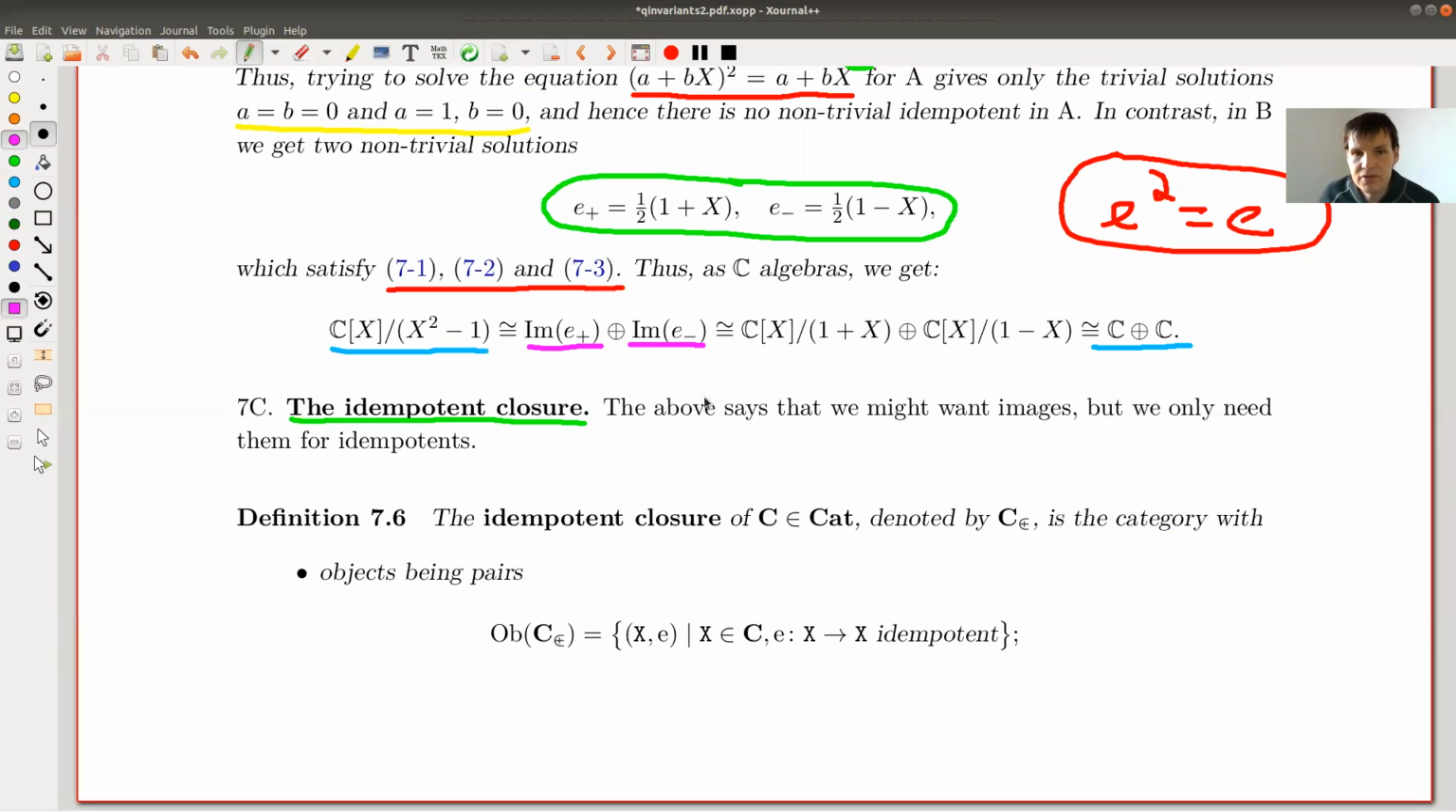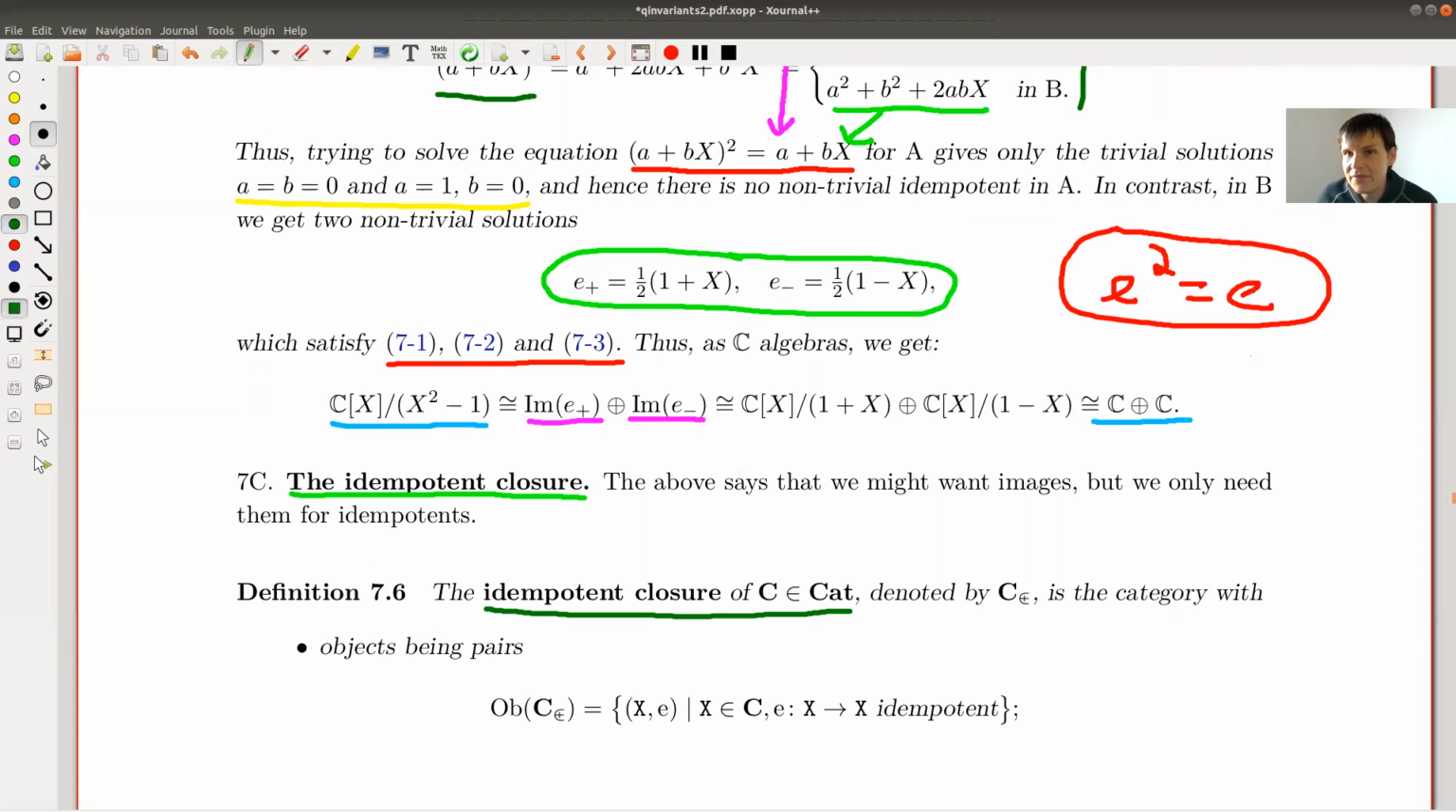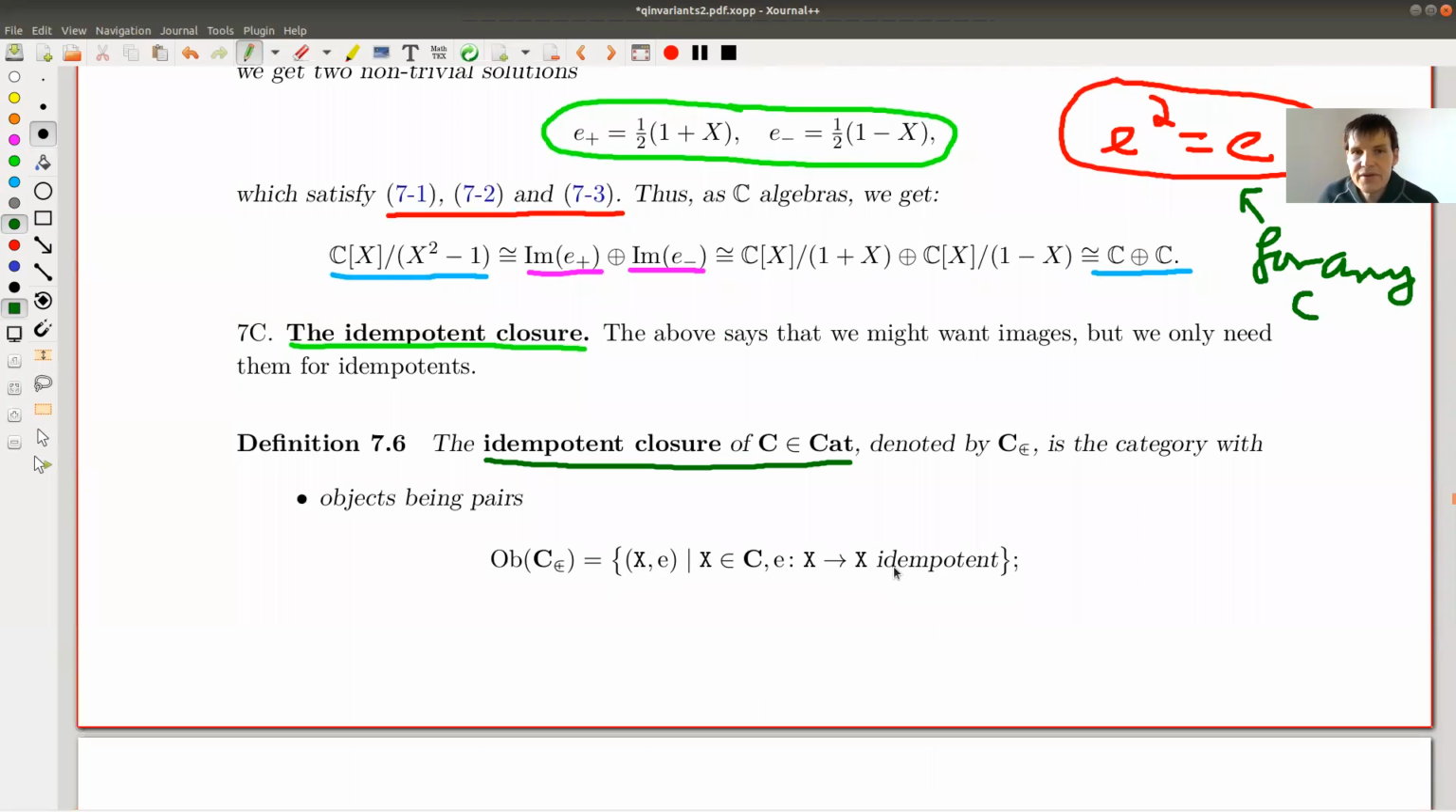Because we want to play the game that I just explained. And that's exactly what the idempotent closure does. So the idempotent closure of a category, of any category actually, this notion makes sense for any category. We can always compose, so this is a morphism, and we can always ask whether this equation is true for any C. So you can write down the idempotent closure for any category, and I denote it by this funny symbol here. And it's a very easy definition. So objects are now just pairs of X and an idempotent on X.